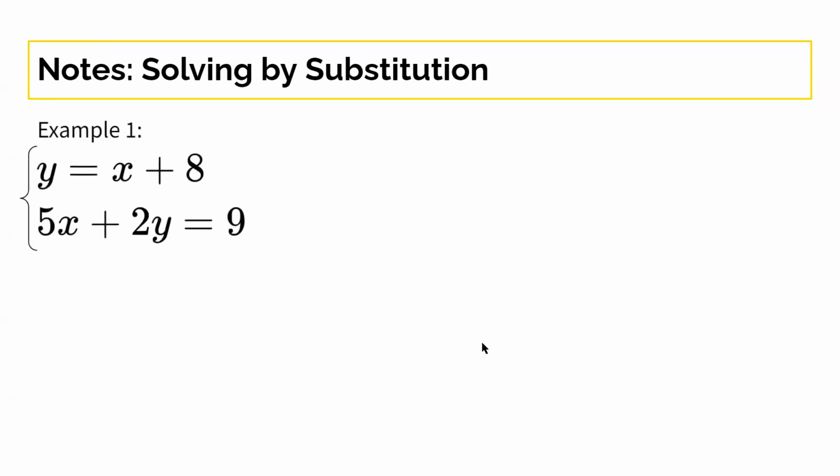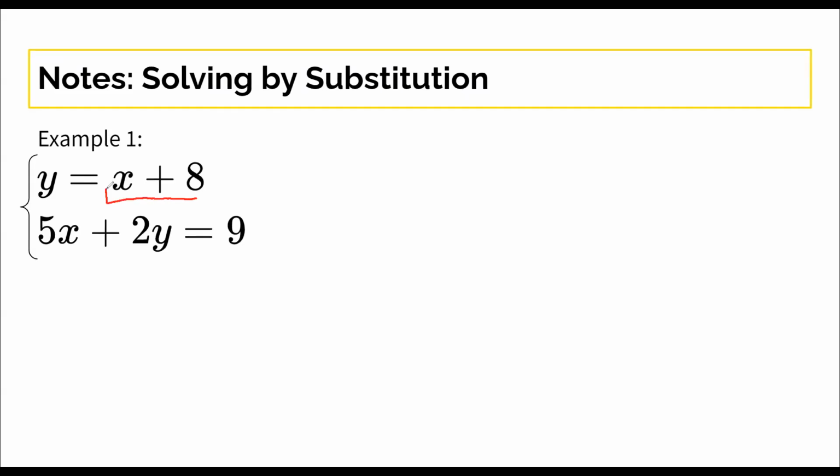So our first example, we have y equals x plus 8 and 5x plus 2y equals 9. Here, the first equation is in slope-intercept form. Y equals mx plus b, where m is 1 and b is 8. So this is a great candidate for solving by substitution. And to solve by substitution, what we want to do is take the expression on the right side of the first equation and substitute. Everywhere we see a y, we're going to replace it with x plus 8.